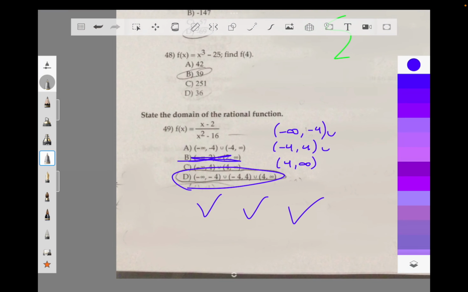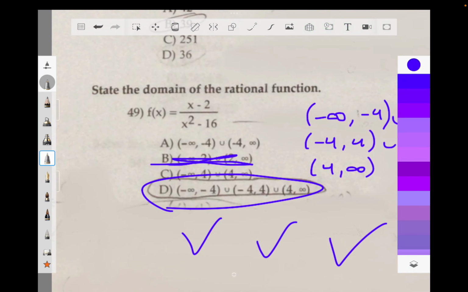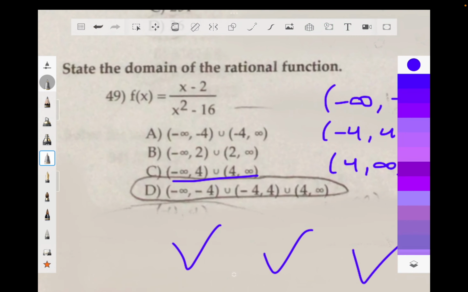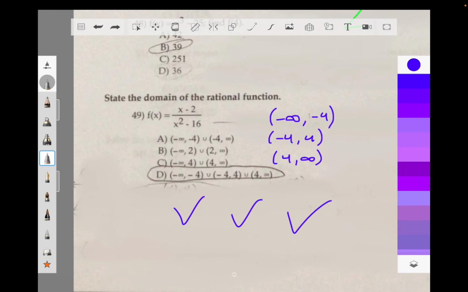B just wouldn't be right because it's not 2. This one uses negative 4, not right. Let me get rid of this. This one wouldn't be right because it's saying from negative infinity. Oh, this one doesn't even have negative 4 in front. It wouldn't be right either. This is the only one that has negative 4 and a 4. Oh, so I guess you could do it that way.